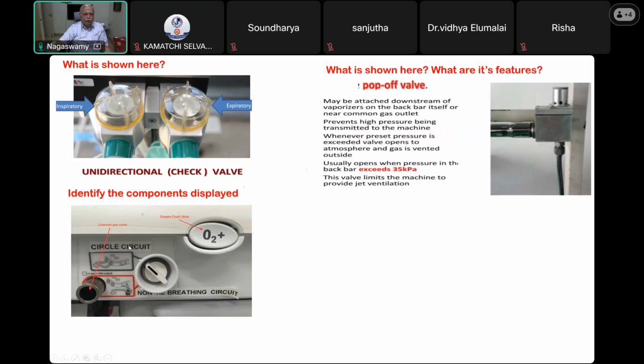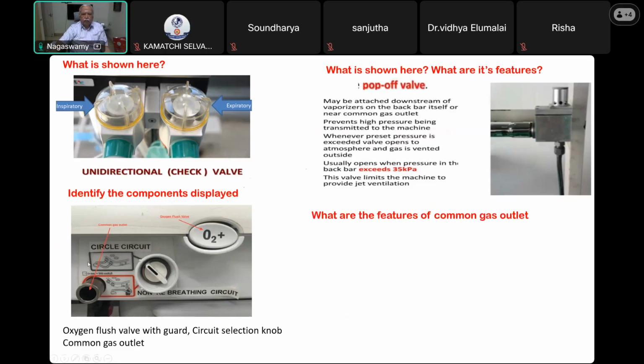Whereas here you have the things written. So to select between the open circuit and the closed circuit, this is the circuit selector switch. So: oxygen flush guard, circuit selection knob, and common gas outlet. What are the features of the common gas outlet? What are the common things that you have to see in the common gas outlet?